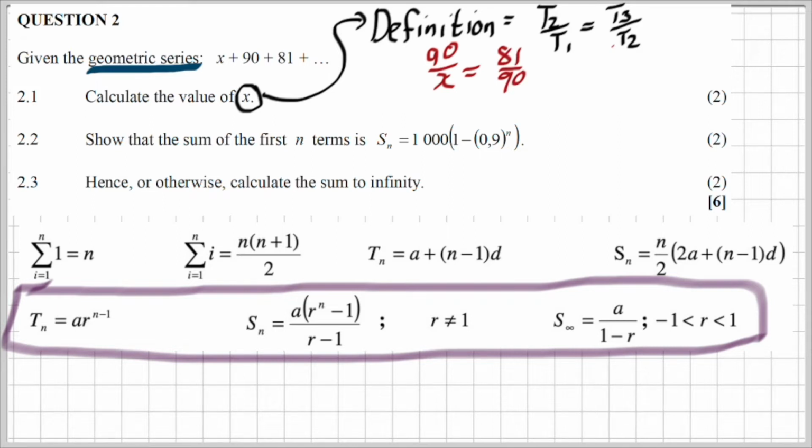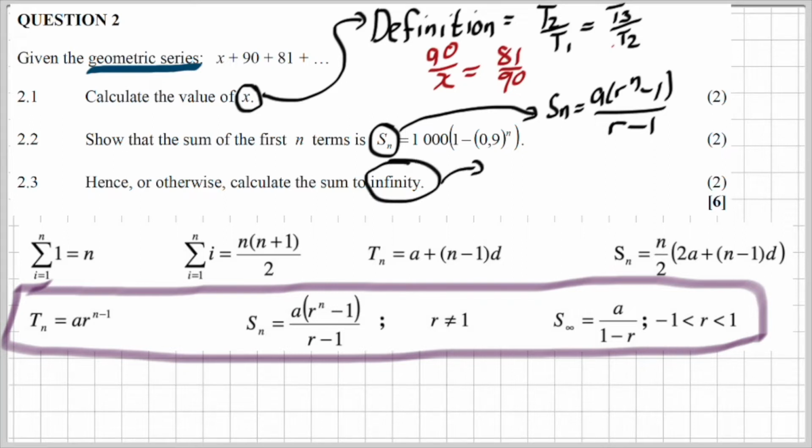Question 2.2, they're asking, show that Sn. So I know I've got to go to my formula. Then in 2.3, they're talking about the sum to infinity, S infinity equals A over 1 minus R. Let's just go for it.